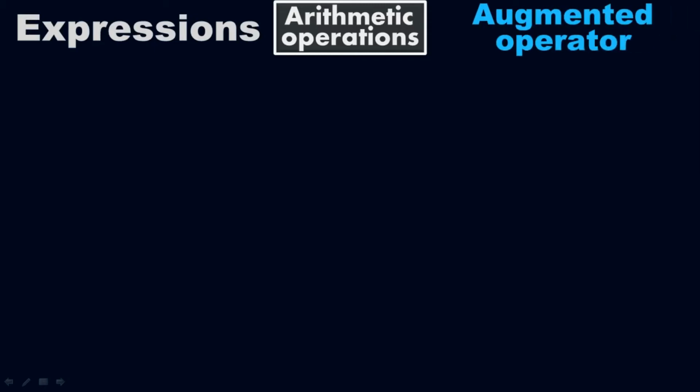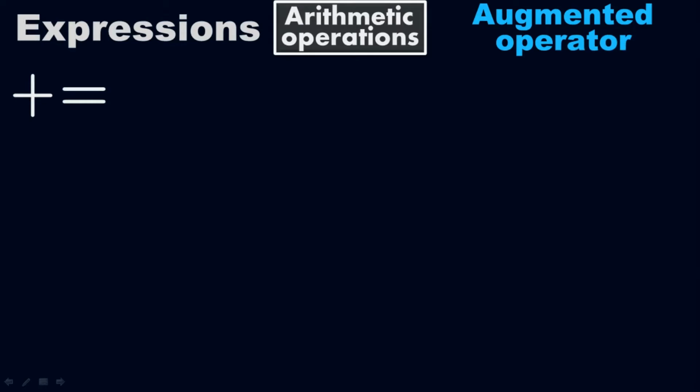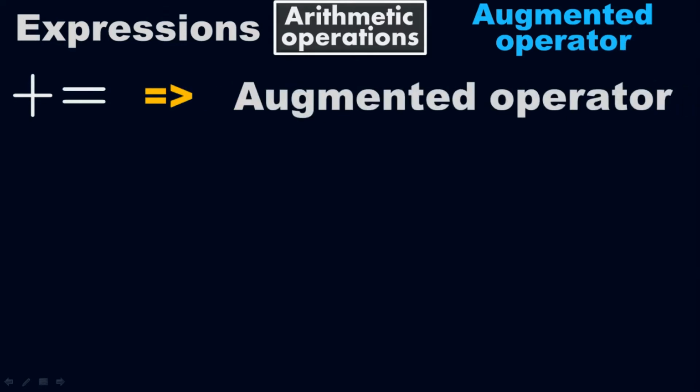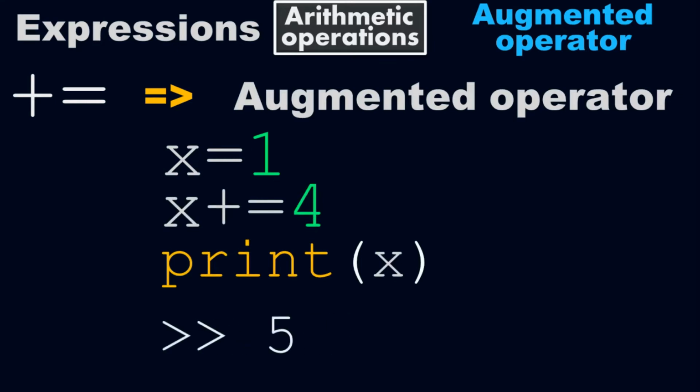Augmented operator. What is augmented operator? This is called the augmented operator. For example, x equals to 1, x plus equals to 4. When you take the print of x, you will get 5.